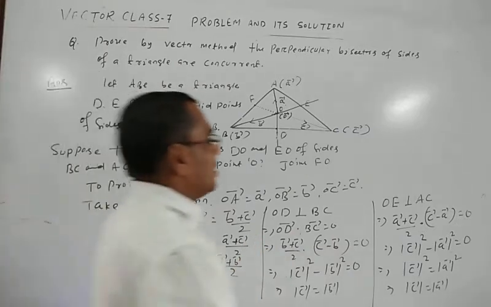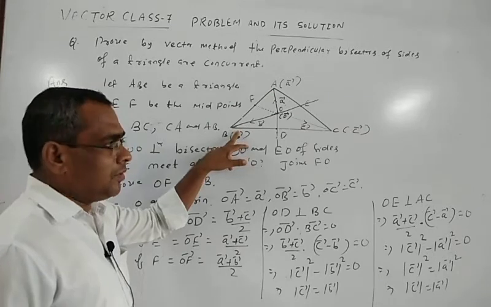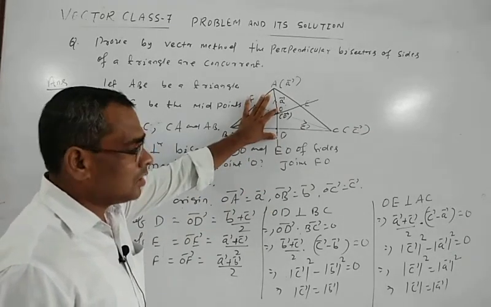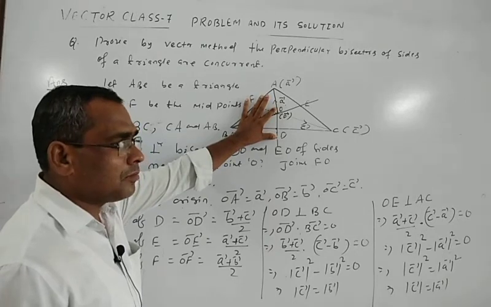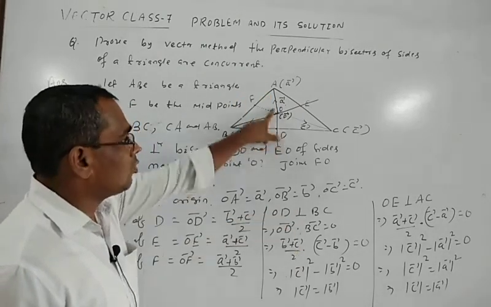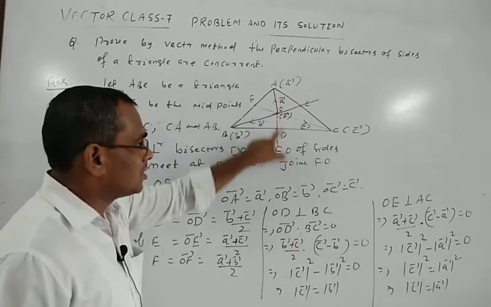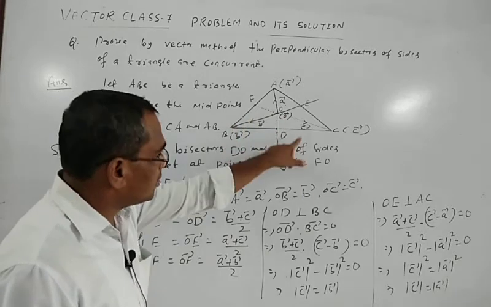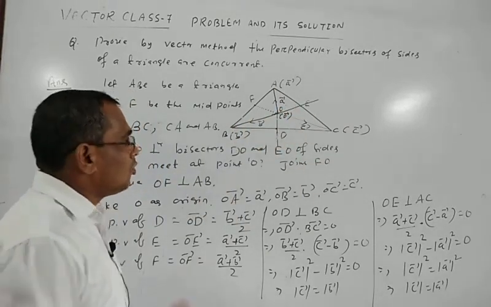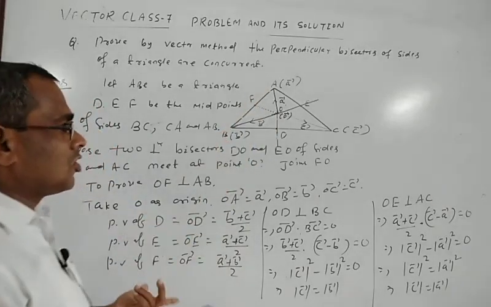Okay. Now we actually prove OF is perpendicular to AB. OD and OE are the perpendicular bisectors. Two perpendicular bisectors OD and OE meet at a point O. That means OD is perpendicular to BC and OE is perpendicular to AC. To prove OF perpendicular to AB, the dot product must be 0.